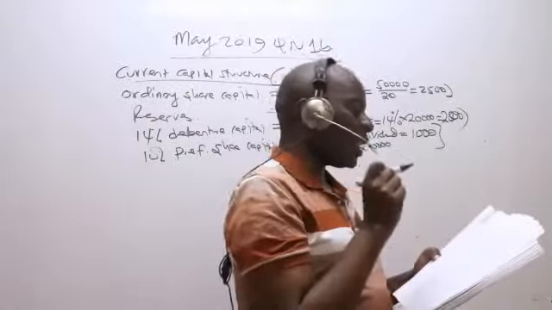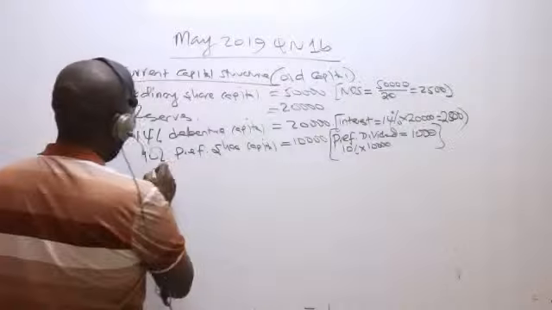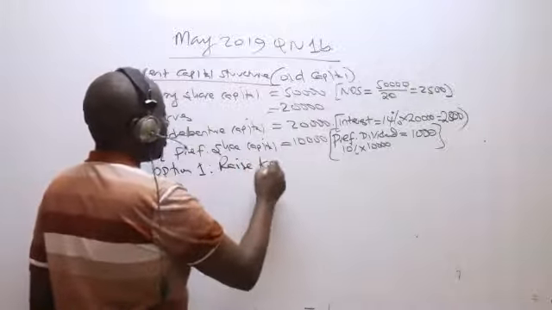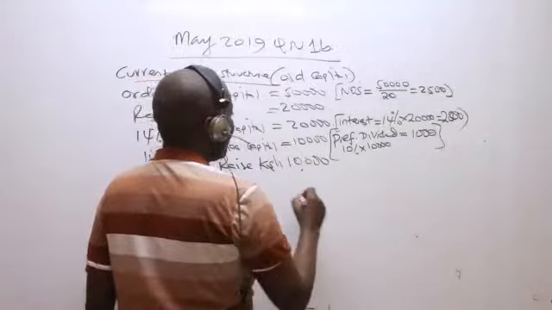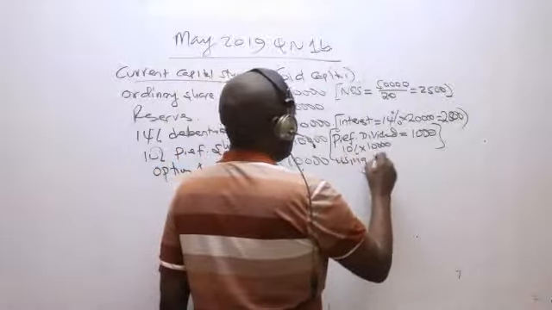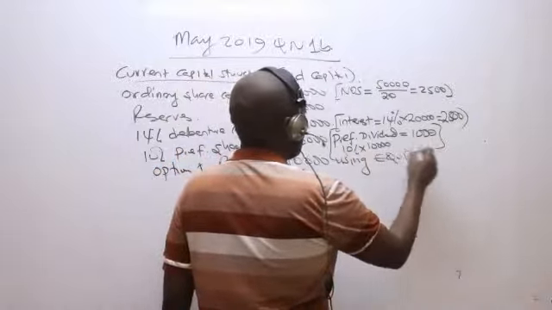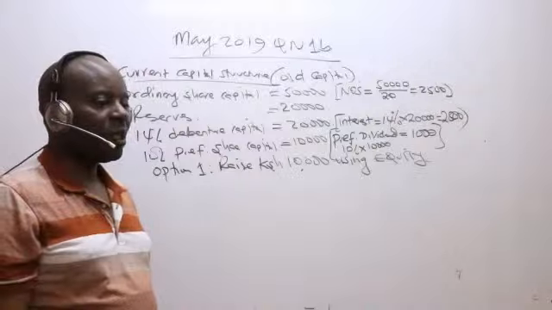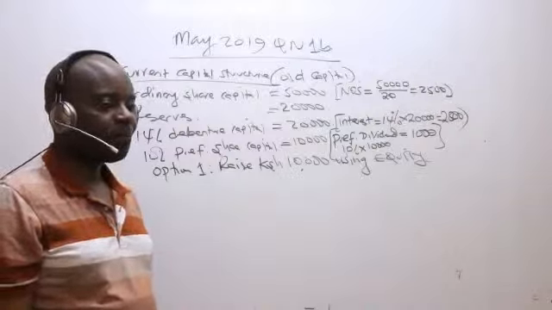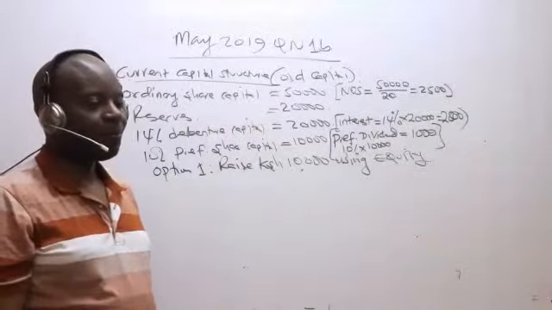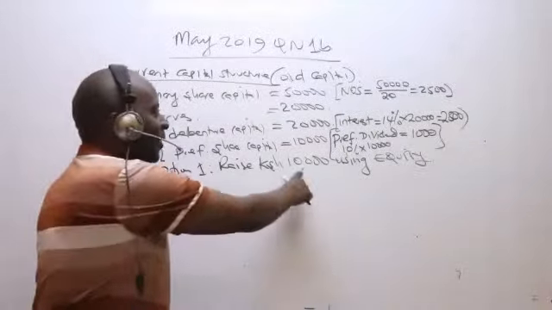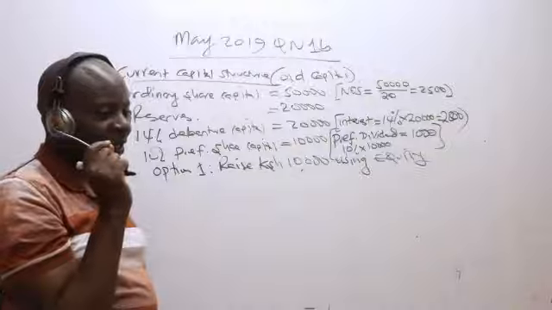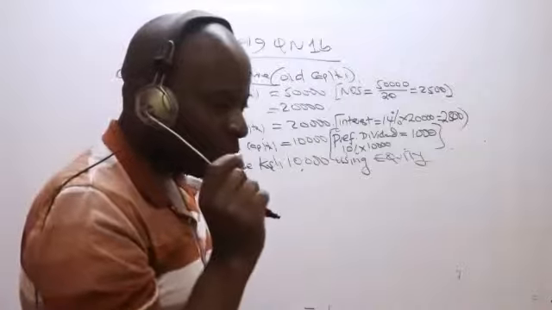How do we raise these 10 million Kenya shillings? We have option one: raise Kenya shillings 10,000 using equity alone. I'm saying 10,000 because every figure here is in thousands, so that I don't confuse.